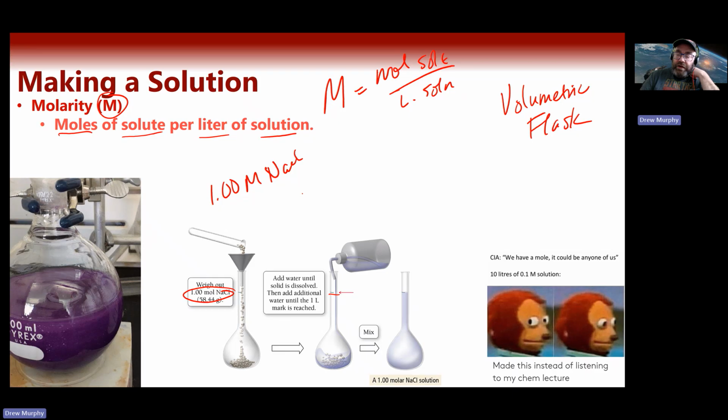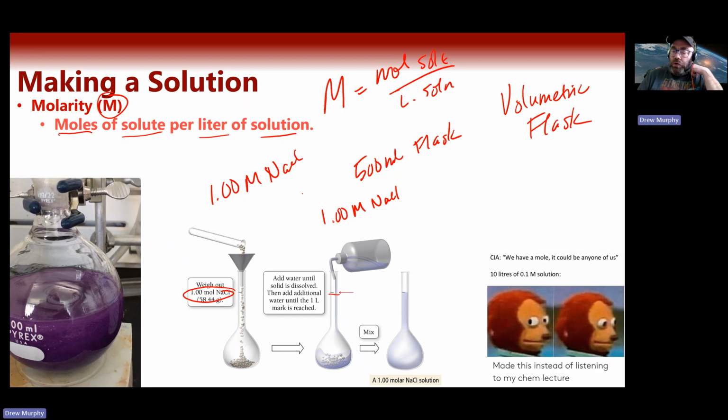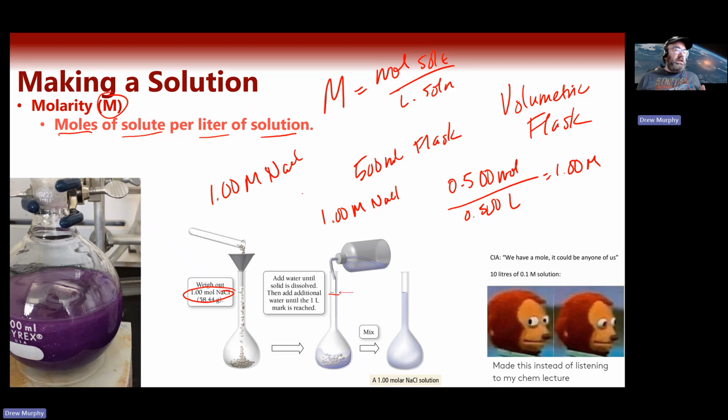So if we had a 500 milliliter flask and we wanted a 1.00 molar solution, this is half a liter. So if we have half a liter, we want half a mole. So this is going to be 0.500 moles in 0.500 liters, which is still 1.00 molar, right? So it's giving us this ratio as we go.